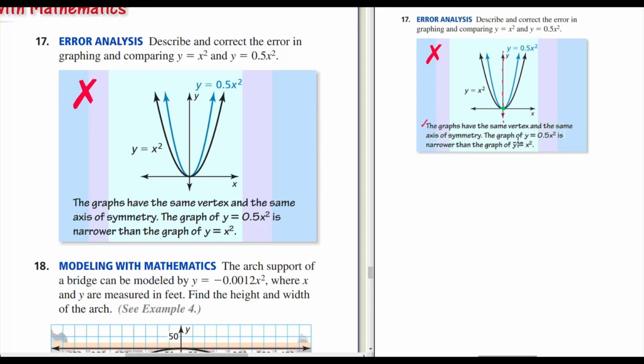So that first sentence is good. The second sentence says the graph of y equals 0.5x squared is narrower than the graph of y equals x squared. Well, based on the picture, that is correct. So that second sentence looks okay. But are these graphs correct? So maybe how they graphed them is the error. So let's see. If the leading coefficient is 0.5 or 1/2, that should be a vertical shrink by a factor of 1/2.